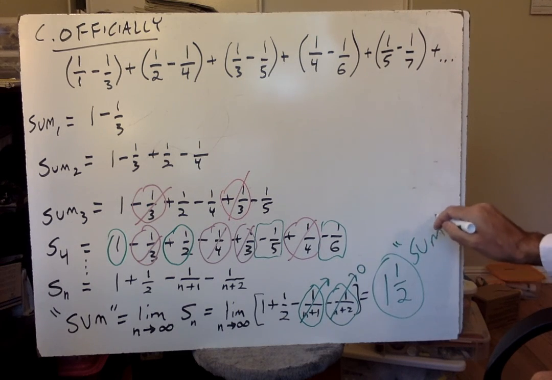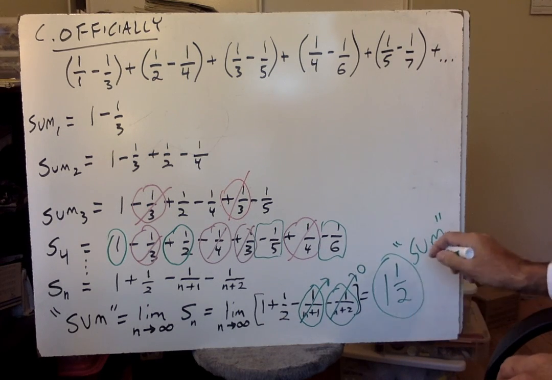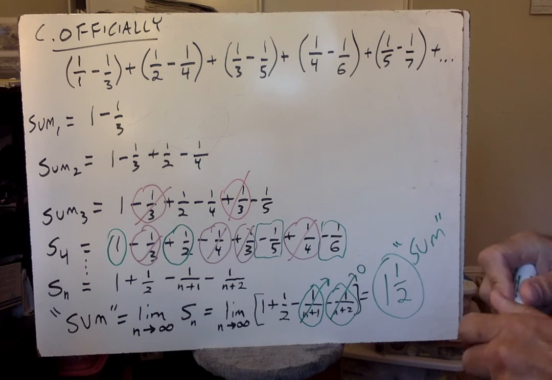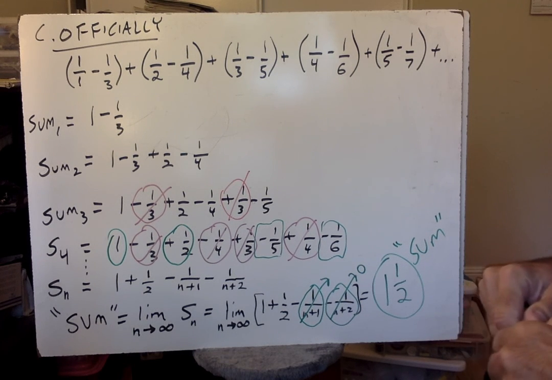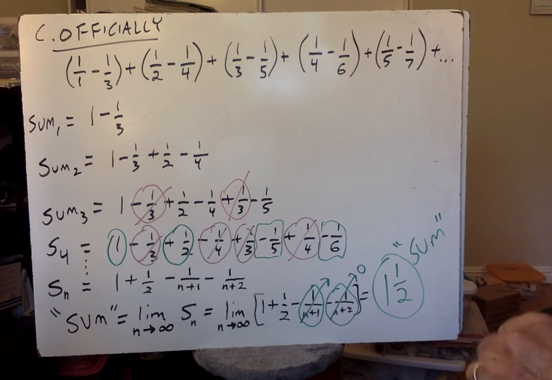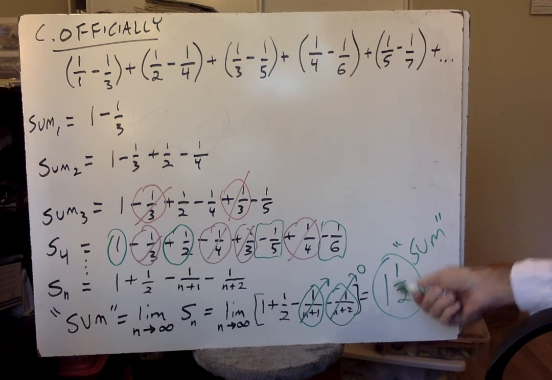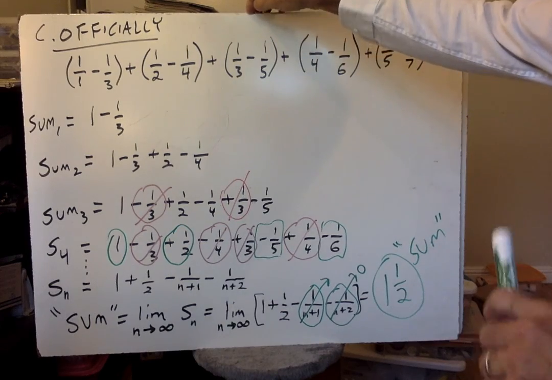And I always like to put, especially when you're first learning this, sum in quotation marks so you don't think that's what you get if you add them all up. No, that's a naive approach to the concept of infinity. That's not what infinity means. Infinity in these series involves the idea of a limit. This sum, as we take more and more terms, approaches 1.5, but it never actually gets there. It never equals 1.5.